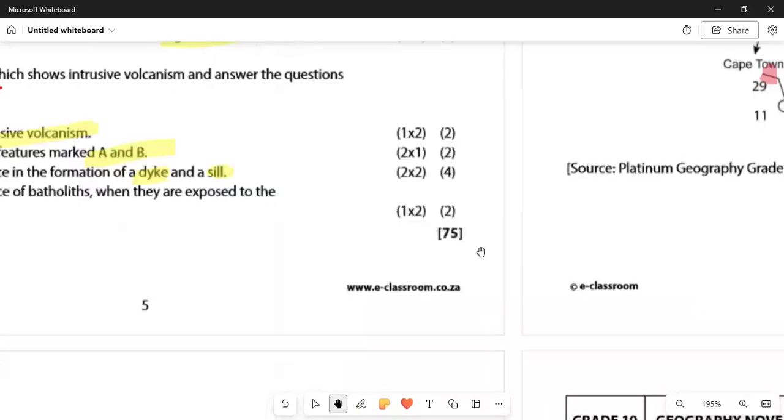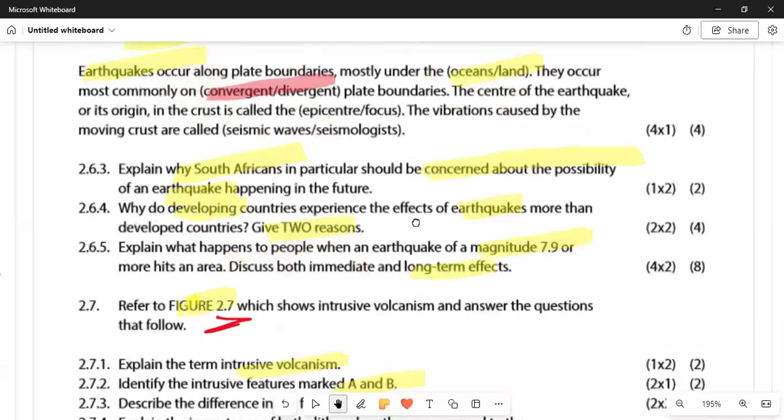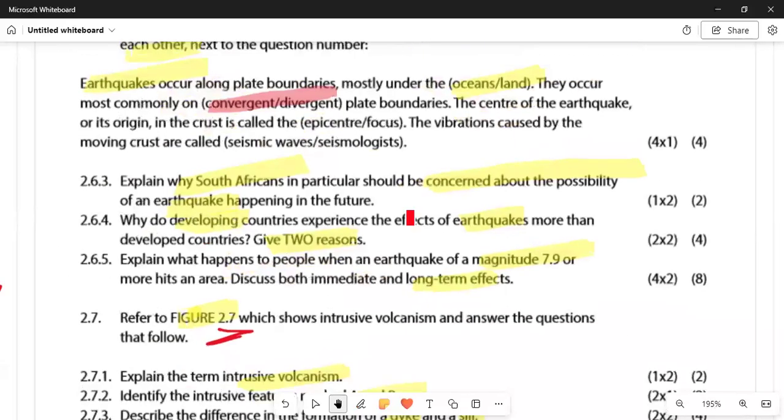If we move on again, we can see that we have some other questions. In 2.6.3, they say explain why South Africans in particular should be concerned about the possibility of an earthquake happening in the future. Why should we worry about it happening in the future? And then in 2.6.4, why do developing countries experience the effects of earthquakes more than developed countries? Give 2 answers. You need to give 2 reasons.